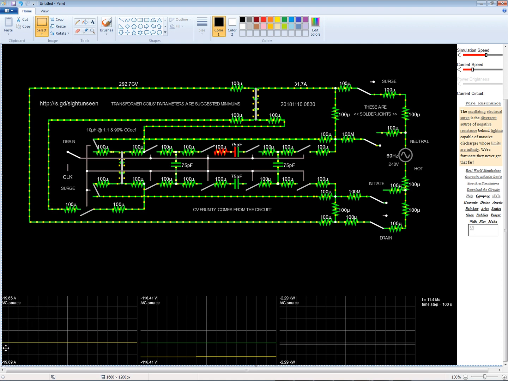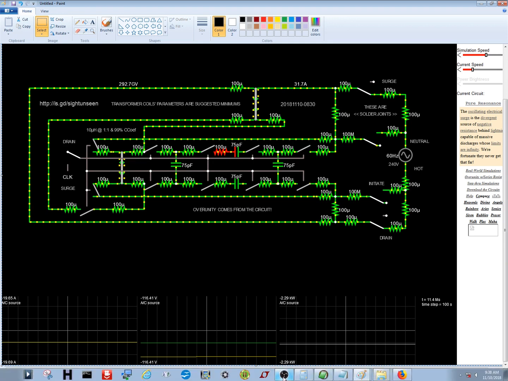So over here on the left-hand side, it's reading negative 19.69. And over on the right-hand side, it's already dropped to negative 19.65. So 4% of an amp it has managed to drop. We're using 100 seconds time frame. But 11 megaseconds? So I did the math.